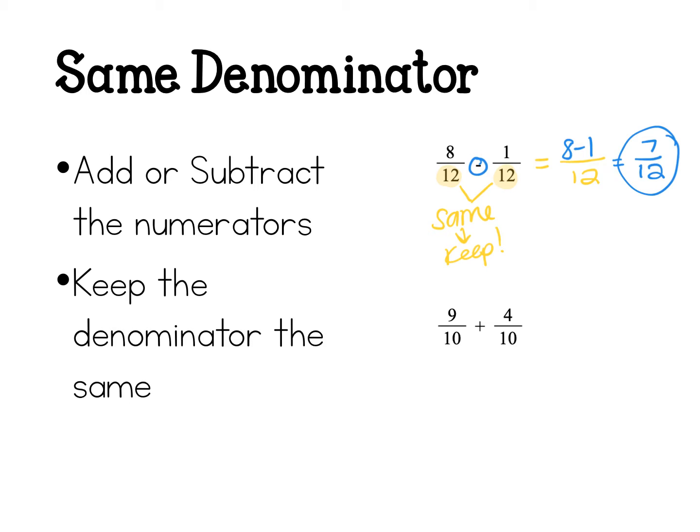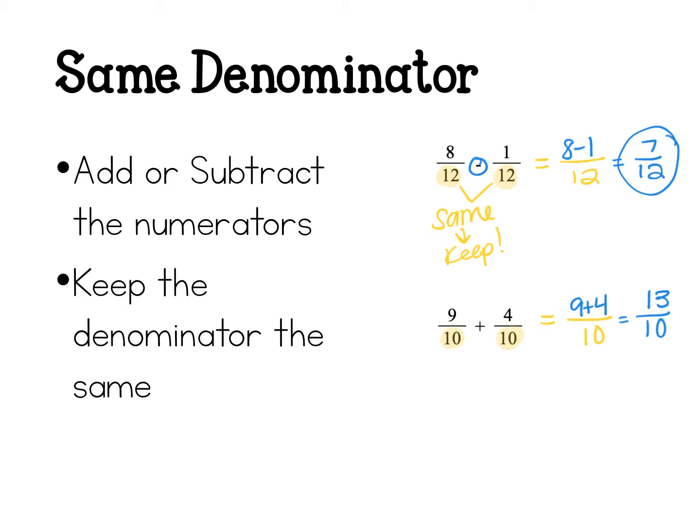Now I want you to try the second one, 9/10 plus 4/10 on your own and see what you get. Okay, let's go over it. Again, our denominators are both 10, so we're going to keep it. So we're just going to slide that right on over. And in the numerator, we're going to add 9 plus 4. 9 plus 4 is 13. So our final answer is 13 out of 10.